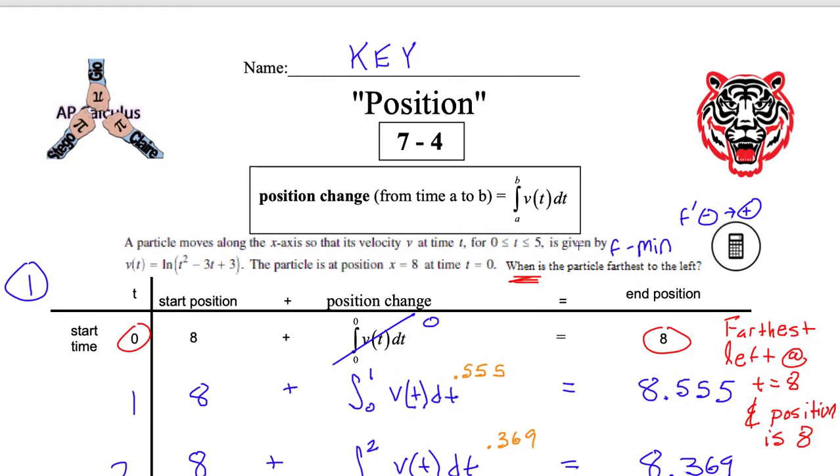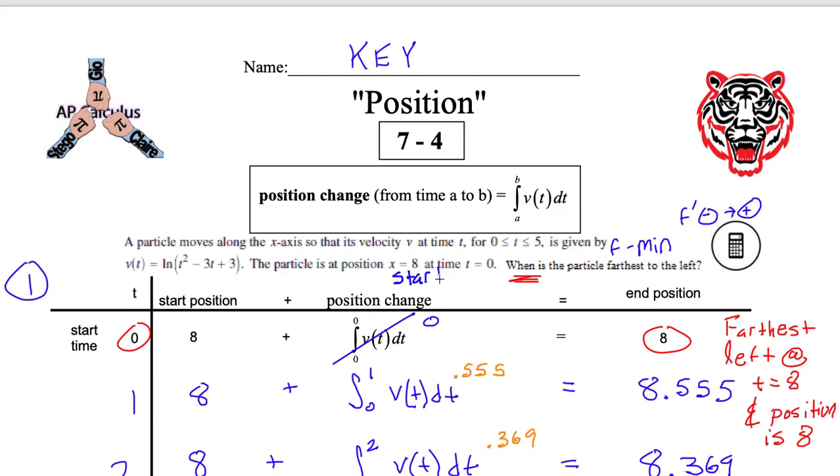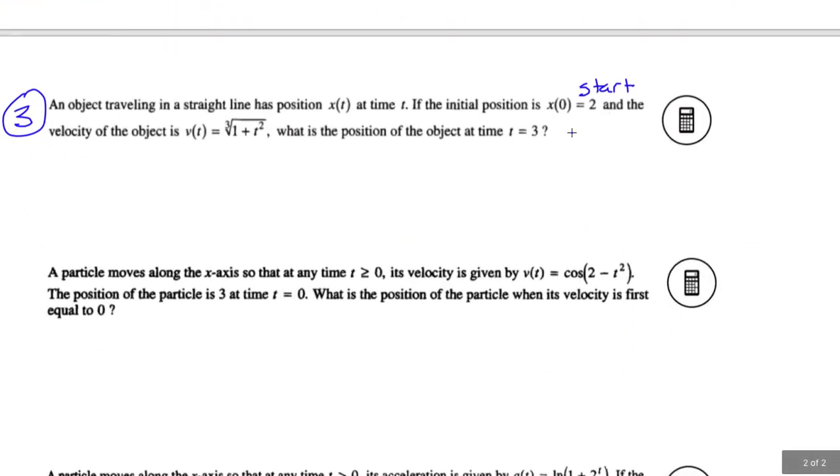We should be labeling this as the start as well. You always need to find the start. So I found it. There it is. It's at 2, and it's at the time. This is the start position, and this is the start time. The start time is 0 in this case.